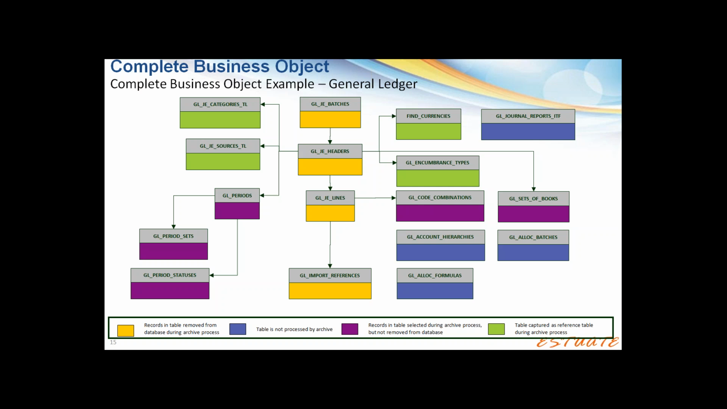To meet the referential integrity, some data we need to copy to the archive database as well. So those tables are highlighted in purple and green color. And some tables might not be part of the archive process itself. Those are highlighted in blue color. I hope things are clear till now. So, moving forward.